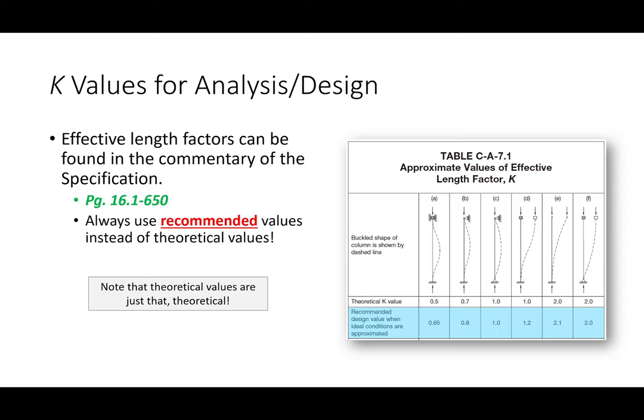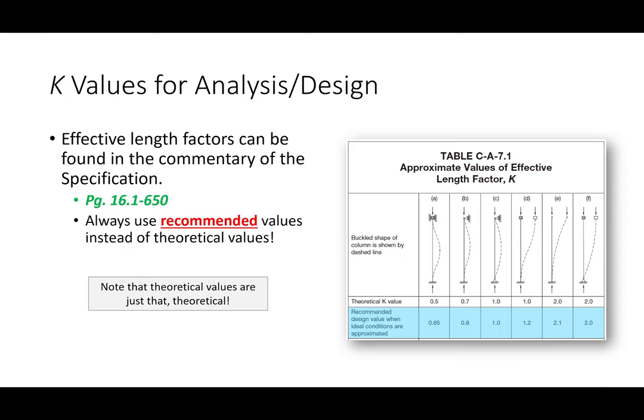But the only thing I'll say for the sake of discussion is that the manual lists both theoretical values and then actual recommended values for design. You definitely want to use the recommended values. As an example, for fixed columns, which is about the best case that you can get on boundary conditions, the theory says that your k value is 0.5. That's if I do the derivation, do the math, I get a k value of 1/2. But the spec says, no, bump that up a little bit to a 0.65.